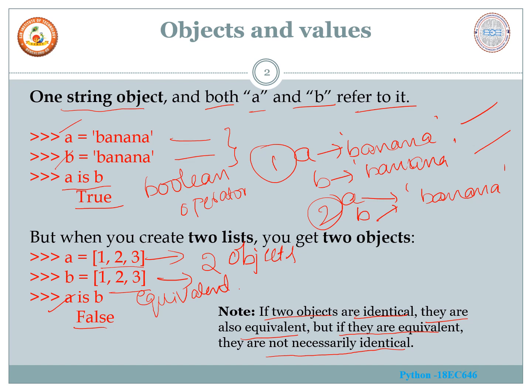Until now we have used object and value interchangeably, but it is more precise to say that an object has a value. If I execute A is equal to 1, 2, 3, A is referring to a list object whose value is a particular sequence of elements. If another list has the same elements, we would say that it has the same value, so they are said to be equivalent.